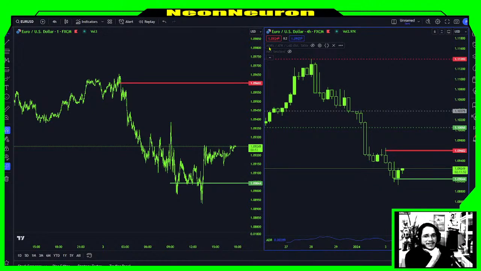This one, ADR percentage. I honestly have no idea how that works or what it does. I'm just going to go ahead and remove that. I mean, I know what the average daily range is. I really don't use anything else too much except market sessions, supports and resistances, and the ADR down here where it tells me the actual ADR.